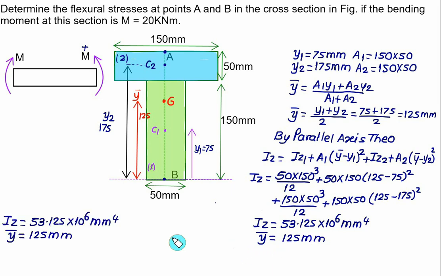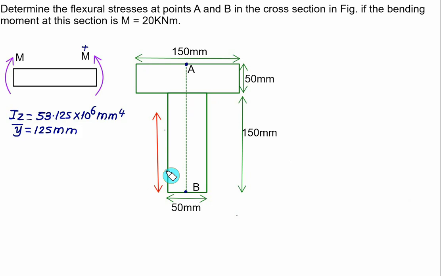To calculate the bending stress at point A and point B, we have to measure the distance between the resultant centroid and point A. We know the value of y bar, so we can measure the distance of the top fiber at A from the resultant centroid, as well as the bottom fiber B from the resultant centroid. I will use this data and go to the next slide.